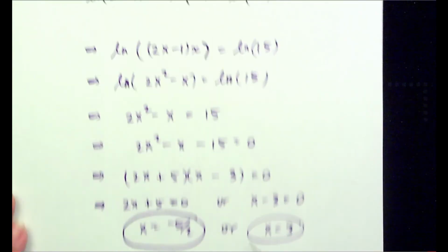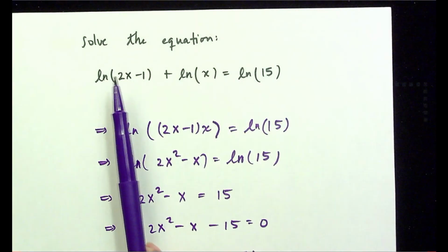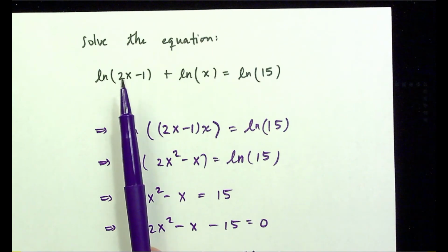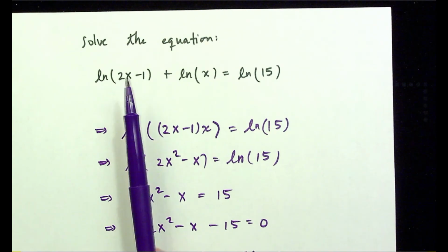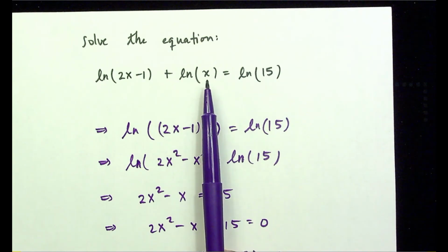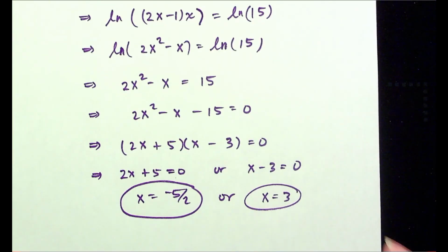So let's start by plugging in the 3. If you plug 3 in here, you will get 2 times 3 minus 1. That's 6 minus 1, which is 5. 5 is not negative, no problem. And then here, 3, you will get 3 inside the logarithm, which is not negative, no problem. So that means this one actually checks.